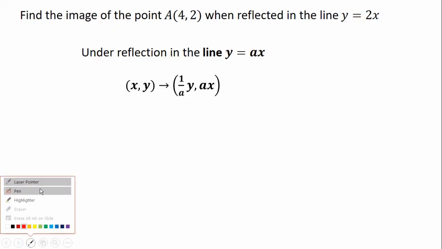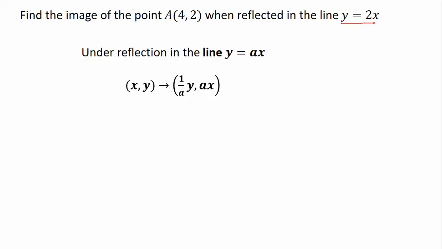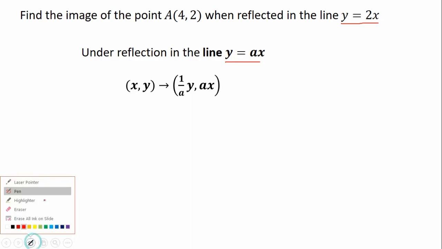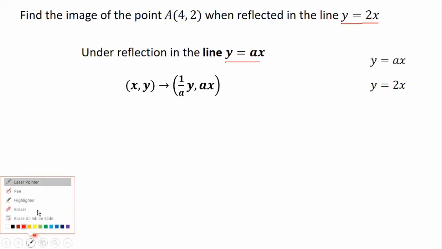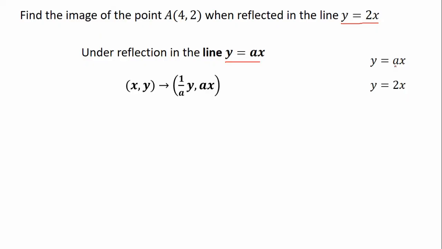To get the value of a, we will have to compare y = 2x to y = ax. So let's do that. We have y = ax. The equation of the line given to us is y = 2x. So we are going to compare y = ax to y = 2x to get the value of a. Now when we compare, we can see that a will give us 2. So by comparison, we can clearly see that a is 2. We now have the value of a.